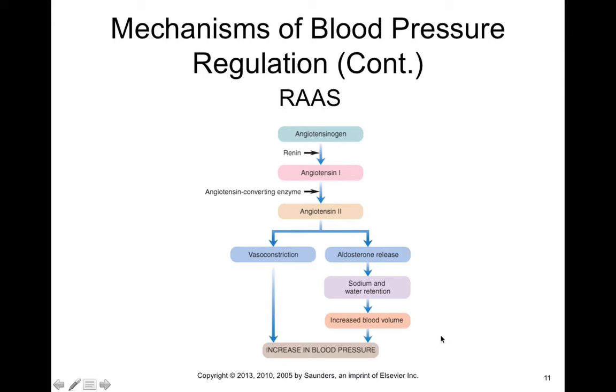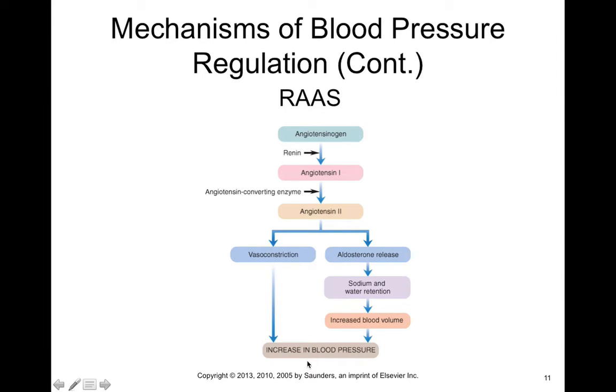So we can add two more limbs to this flow chart here, where angiotensin 2 makes you thirsty, which helps you seek out water, which would increase blood volume and increase blood pressure. Angiotensin 2 also stimulates the release of antidiuretic hormone, or vasopressin, which vasoconstricts and also helps you retain water in the kidneys to increase blood volume and increase blood pressure.